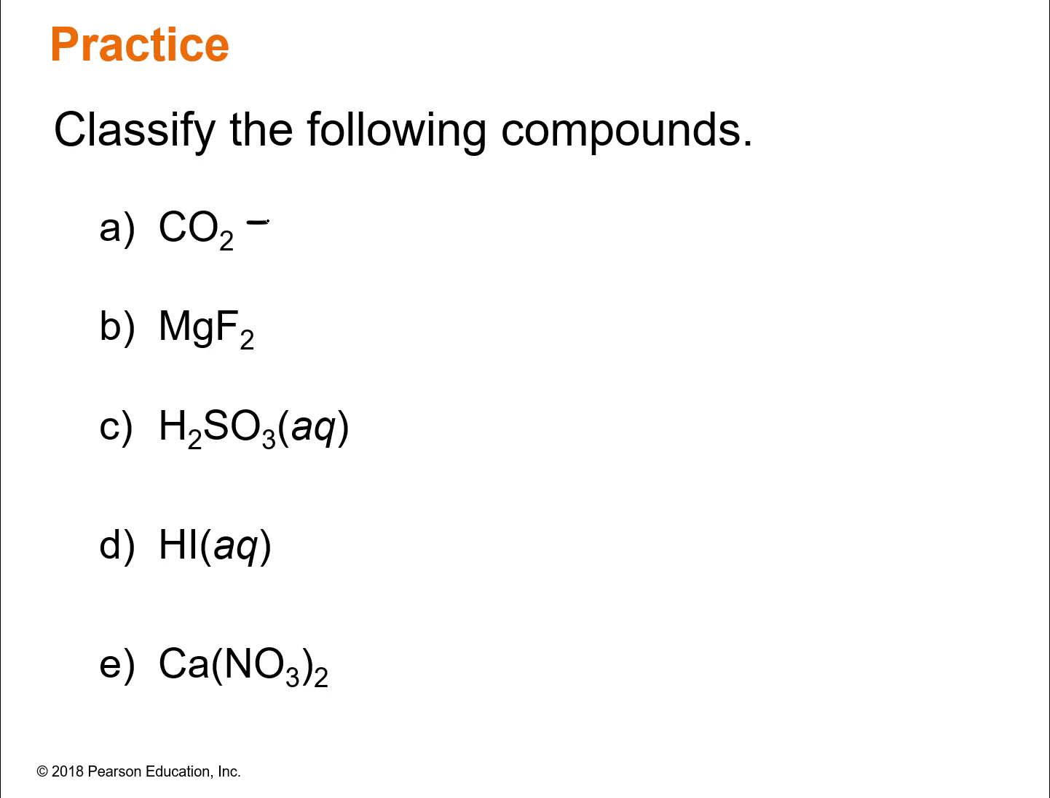The first one, CO2. What I do initially, and I'll write our options up here. We've got binary ionic, ternary ionic, binary molecular, binary acid, ternary oxyacid. So those are our choices.